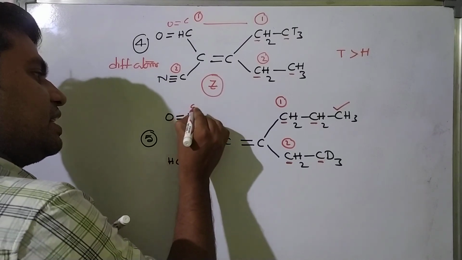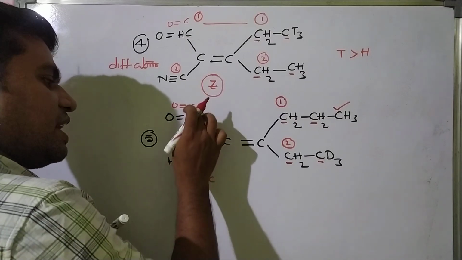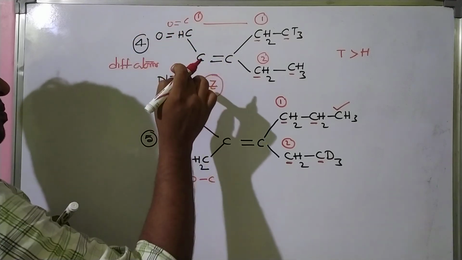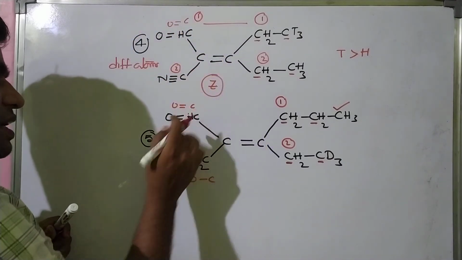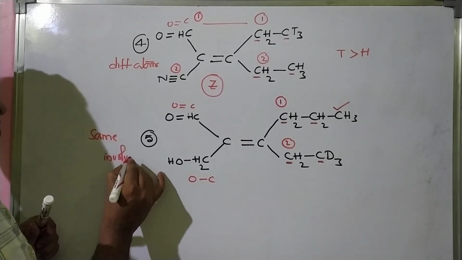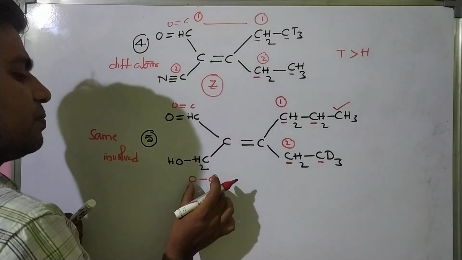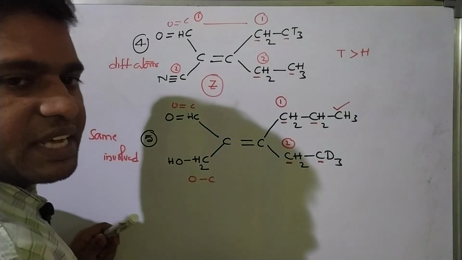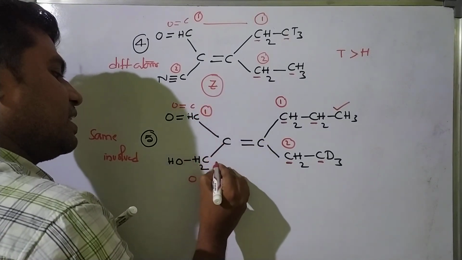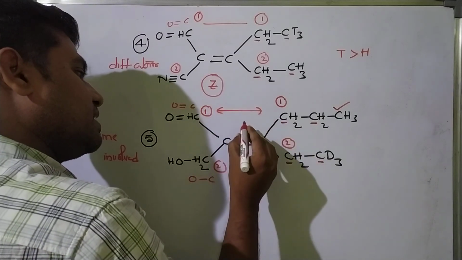Now this is C double bond O, this is C single bond O. So same atoms are involved here, different atoms are not involved. If different atoms were involved, we would consider the second atom. But if same atoms are involved, definitely according to multiple bond: triple bond is greater than double bond, which is greater than single bond. So this will get first priority, this will get second priority. Here first are on same side. So this is a Z isomer.